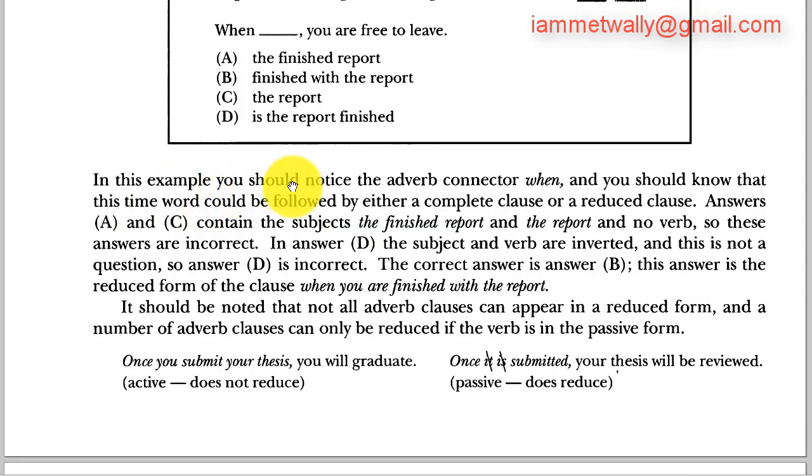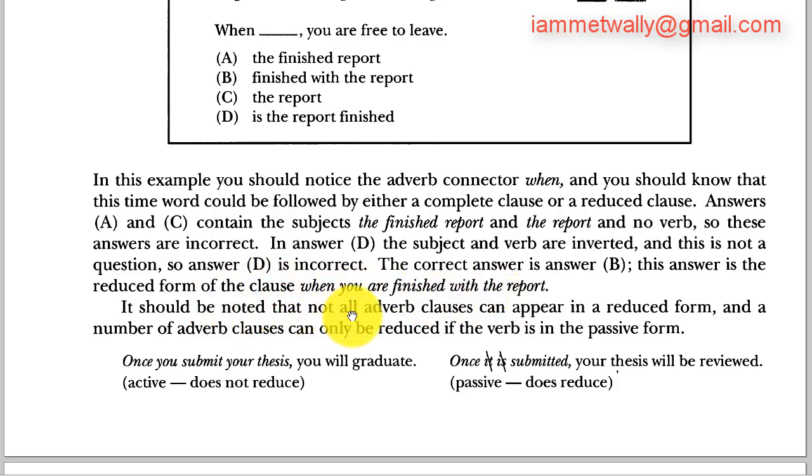In this example, you should notice the adverb connector "when," and you should know that this time word could be followed by either a complete clause or a reduced clause. Answers A and C contain the subject, "the finished report" and "the report," and no verb, so these answers are incorrect. In answer D, the subject and the verb are inverted, and this is not a question, so answer D is incorrect. The correct answer is answer B. This answer is the reduced form; "finished with the report" is the reduced form of the clause "when you are finished with the report."